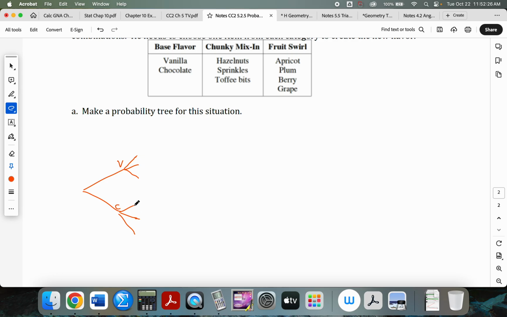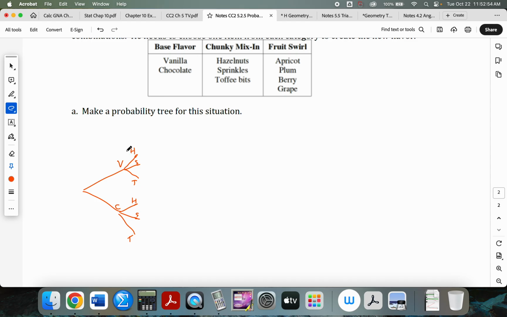Now remember, from each of those, we're going to have 2 more choices. So again, don't put them super close together. So we've got hazelnuts, sprinkles, toffee. Hazelnuts, sprinkles, toffee. And from each of those, I have 4 choices. Oi, this is where it starts getting messy.